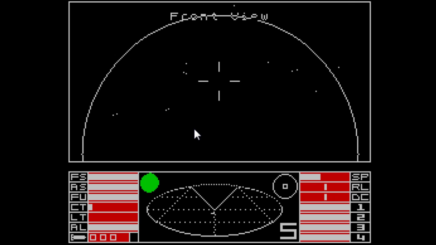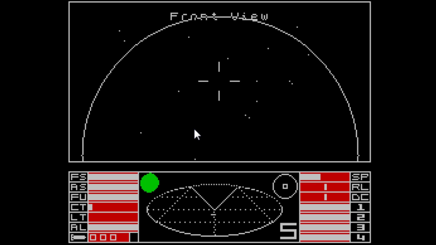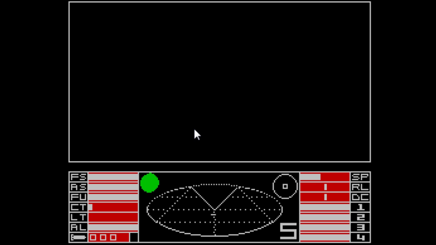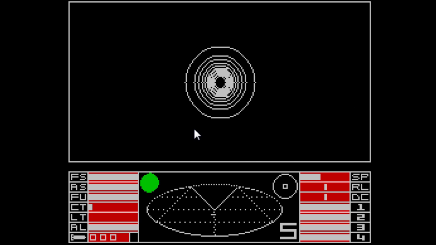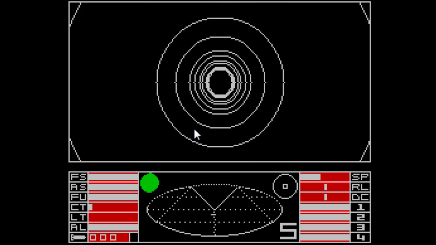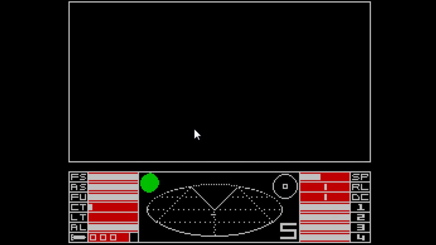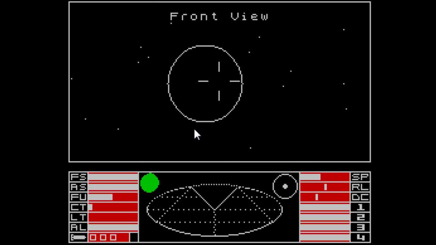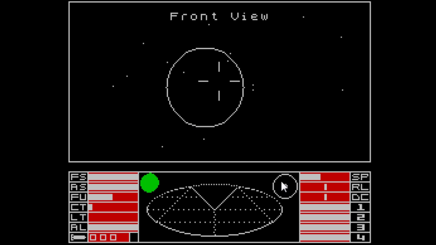Right, I've reset the destination, and what we're going to do is go into hyperspace. So I press H, and off we go. And we're now in the new system. Now, that little circle dot just on our radar system lets me know where the planet stroke space station is. So we're going to head over in this direction for the moment.